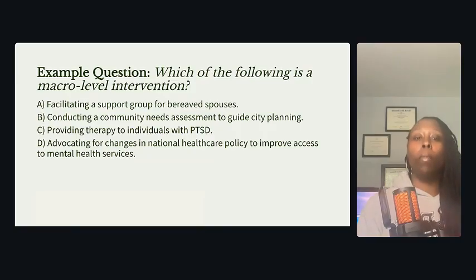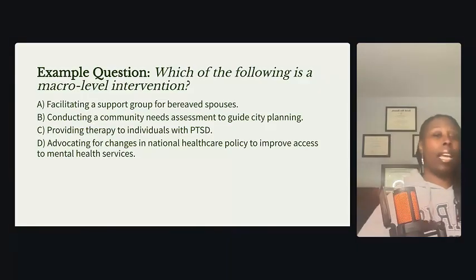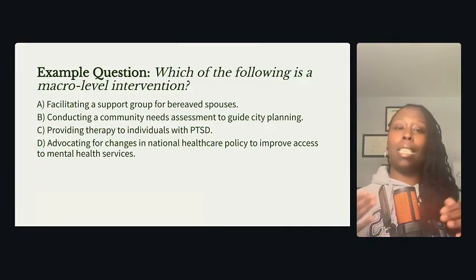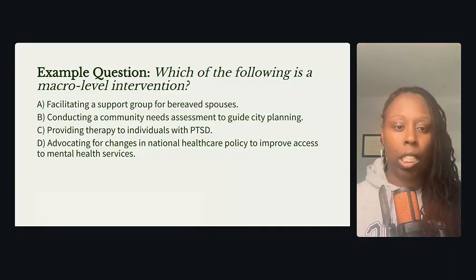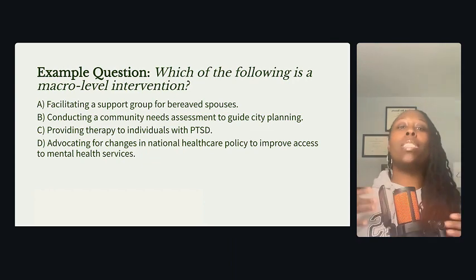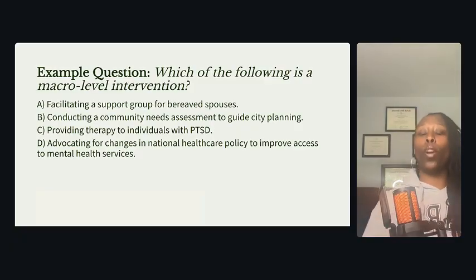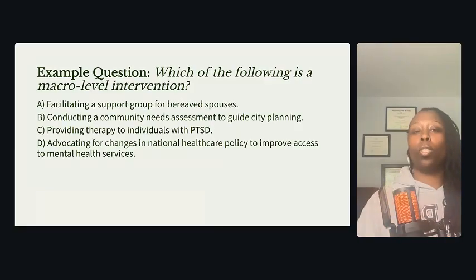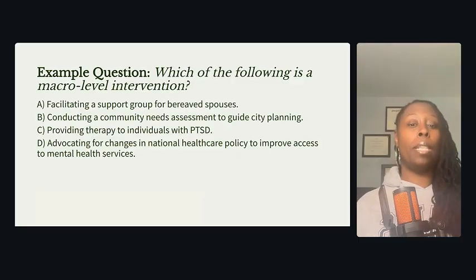B, conducting a community needs assessment to guide city planning. So in here, we're working with a larger community, a larger group, and it's dealing with city planning and those types of things. However, it is not on a large scale where we may be working with the whole state or the national level. So we're still looking at that mezzo level of social work. So you can see mezzo is very popular in how we really work when it comes to social work. We probably find ourselves doing a lot of things on the micro and mezzo level.